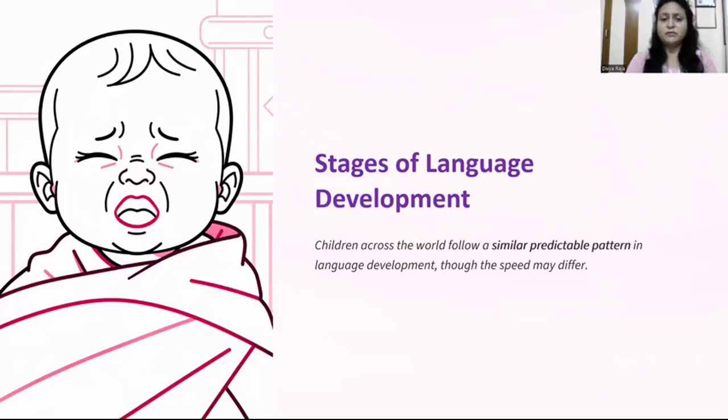So, language development happens in a particular pattern, regardless of which country the child is born. All the children follow that particular sequence of language development, though the number of months or years it takes for them to talk will vary.